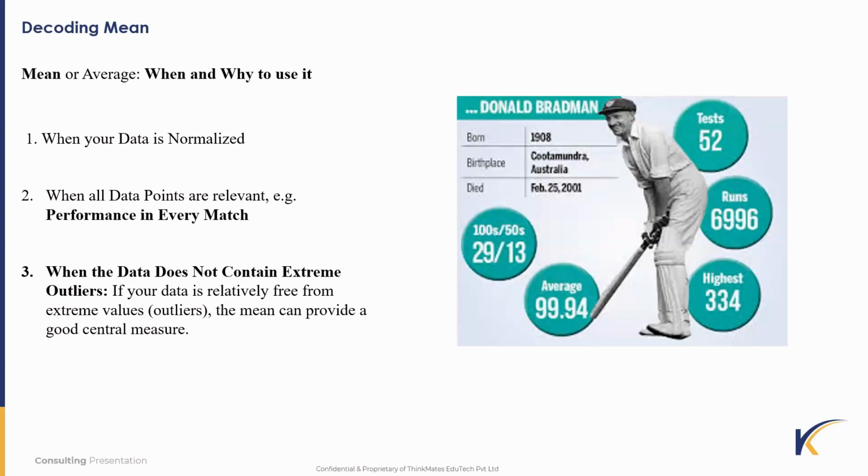What do I mean by outliers? Let me give a quick example. Yes, Krishna is asking when not to use average. I'll just come to that point. The opposite of these three points is when not to use average, when the data is not normalized.